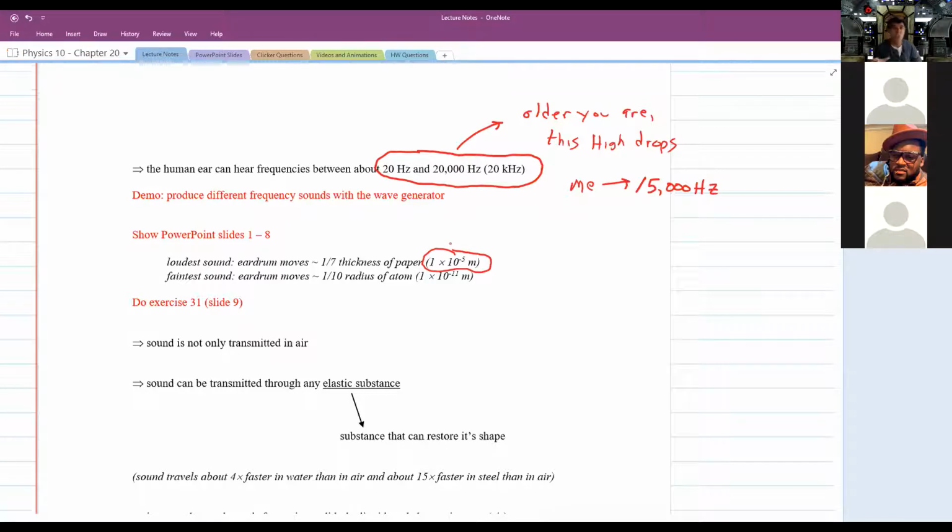Now, if I was just whispering and barely talking at all, the faintest sound that we can hear, our eardrum is moving back and forth about 10 to the minus 11 meters. That's 0.00000000001 meter, about 1/10 the radius of an atom. So our eardrum is unbelievably sensitive.